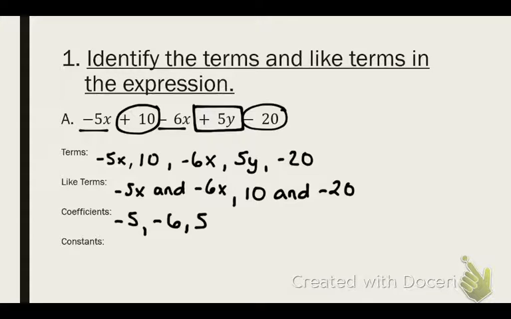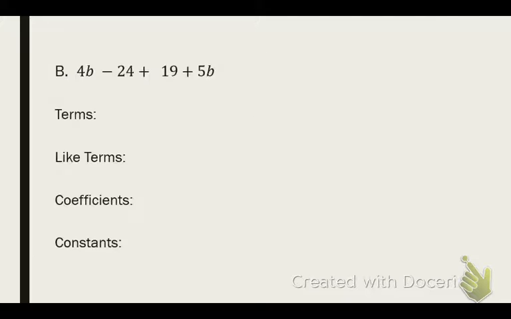Hayden, the next one are my constants. Remember, the constants are the numbers that stand alone. What are my constants? The first one we see there is a 10. Then we've got a negative 20. So those are my constants because those are the numbers that stand by themselves and they are not attached to a letter. I want you guys to do problem B. Underline and circle your like terms and then fill in each of these blanks.